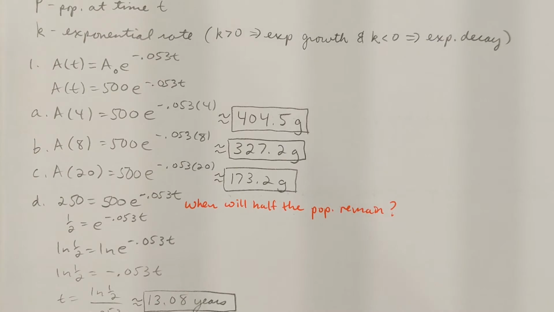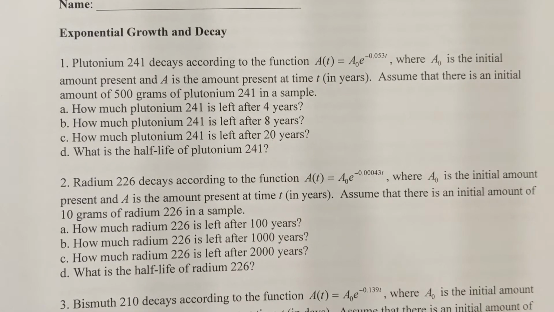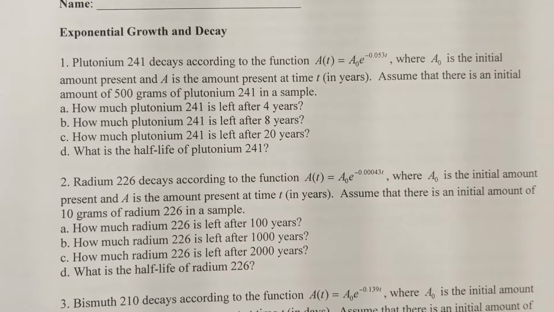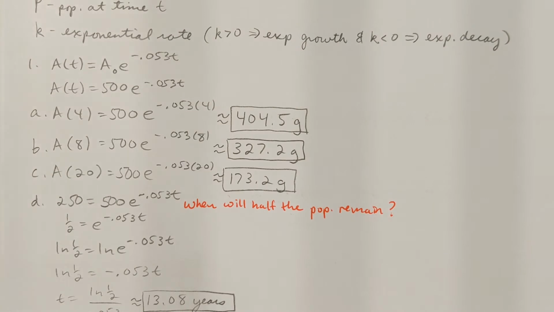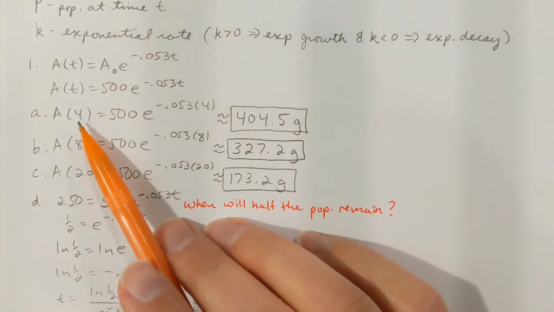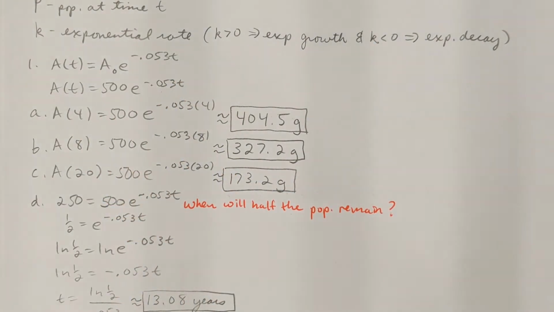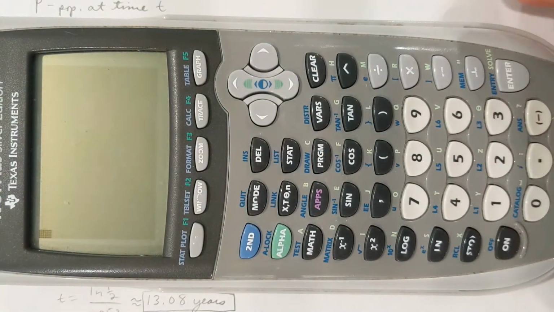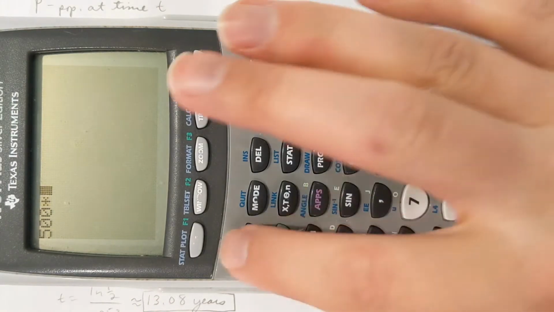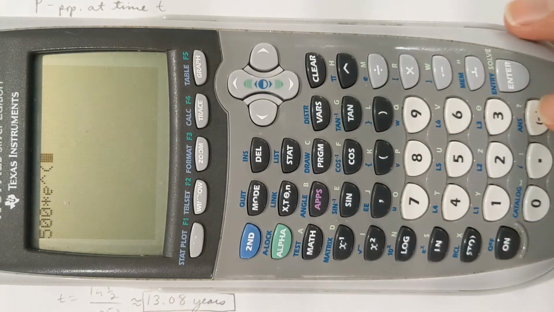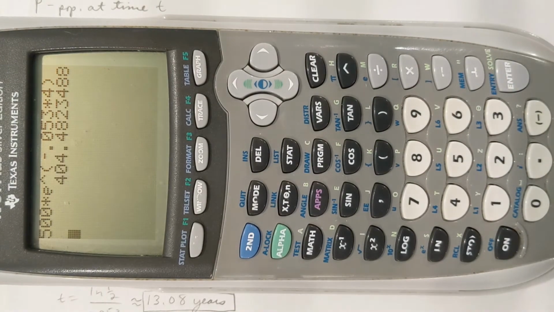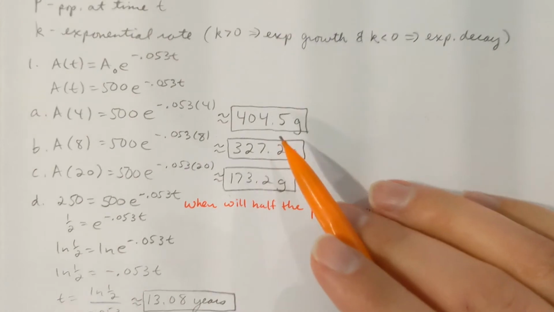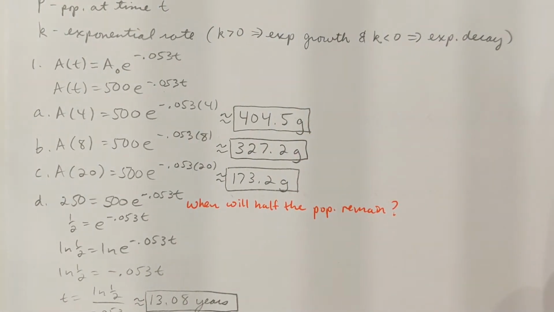Now in part A, it says how much plutonium is left after 4 years. Part B, how much is left after 8 years. Part C, how much is left after 20 years. Let's take a look at those three first. If I want to know how much is left after 4 years, I simply plug 4 into the function and go to the calculator. So you've got 500 times e to the power negative 0.053 times 4. I hit enter, and I'm getting 404.48. If you go nearest 2 digits, I'm going only 1 digit there, that's fine. Grams, that's how much would be left after 4 years.